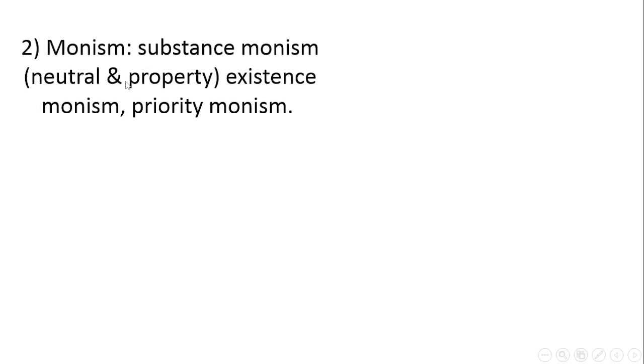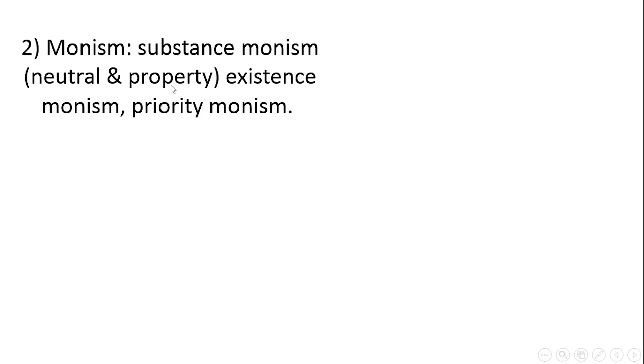The second metaphysical model for the fundamental nature of reality is the monistic model. We can have different kinds of monisms, like substance monism, which itself has neutral and property monism, existence monism, and priority monism. Substance monism basically suggests that there is one fundamental reality. That fundamental reality can be neutral to the physical and the mental worlds, or it can be one fundamentally physical reality, or one fundamentally mental reality.